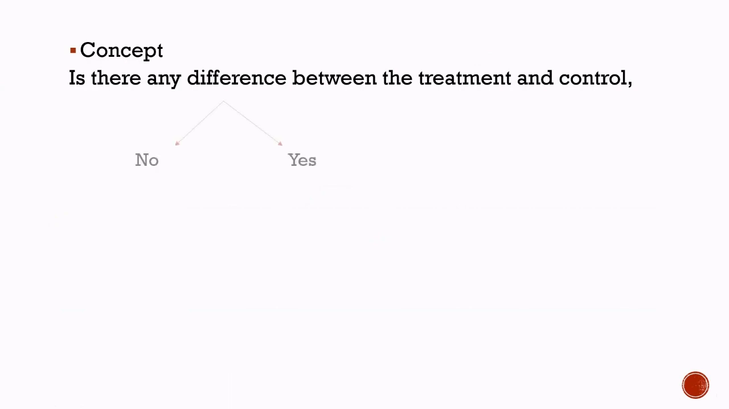So the answer may be no or yes. No means there is no difference between the values of the treatment and control, and if the answer is yes, that means there is a significant difference or highly significant difference, or there may be another hierarchy. So these are the symbols. NS stands for non-significant difference, 1 star denotes significant difference, 2 stars denote highly significant difference, and 3 stars denote the highly significant difference.